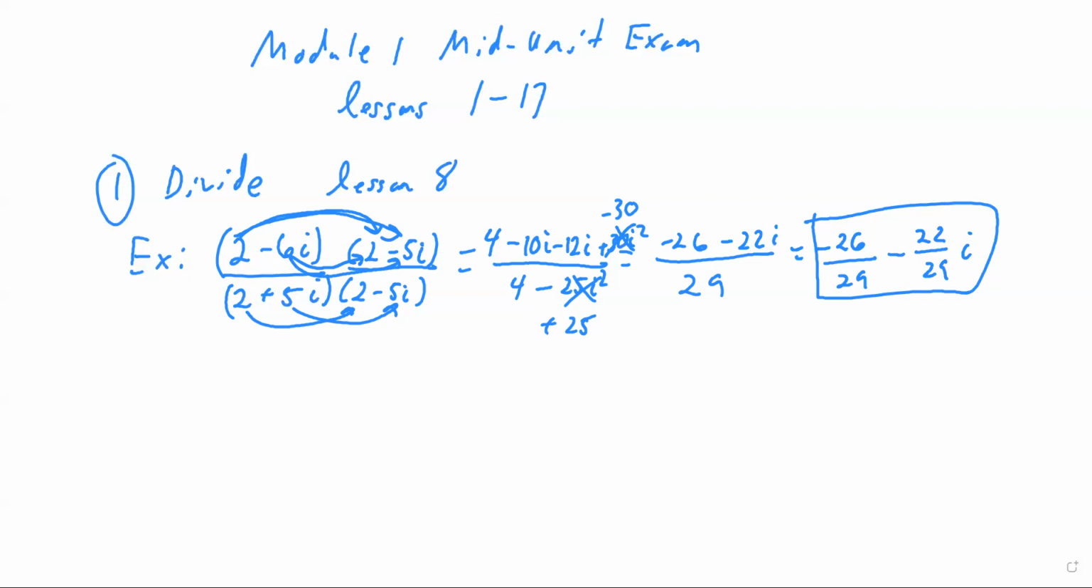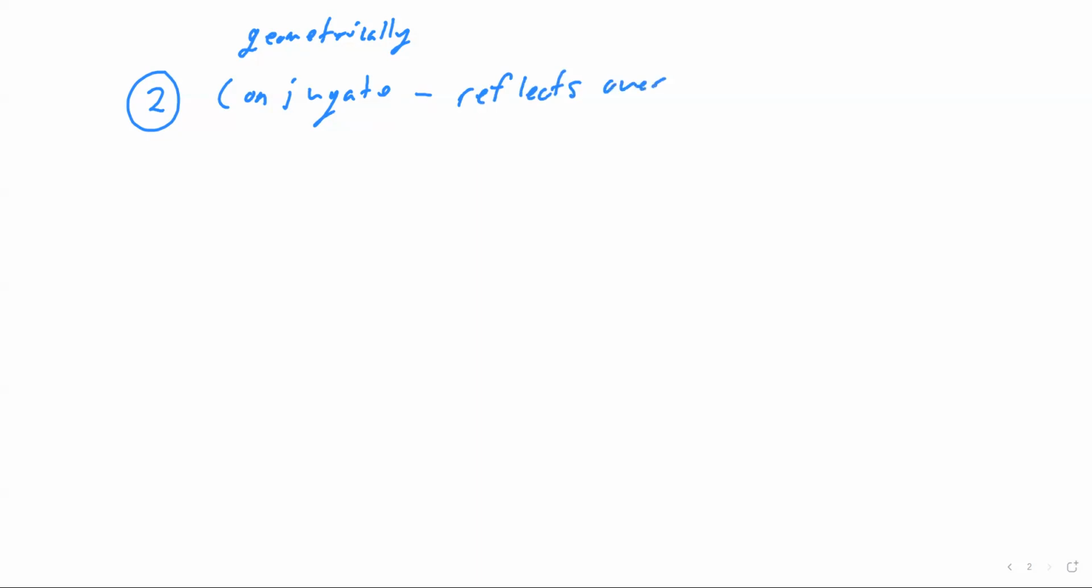Any other questions there? All right, the second topic I would like to discuss, and I don't remember where these come from, but you need to be able to tell me what happens if you take the conjugate geometrically. So geometrically, what is the cause of a conjugate? Very good. It reflects over the x-axis, also known as the real axis.